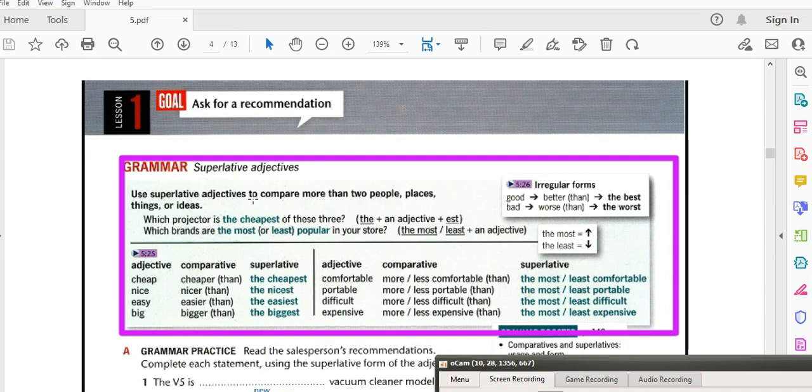Let's go to superlative adjectives. Use superlative adjectives to compare more than two people, places, things, or ideas. Which projector is the cheapest of these three?